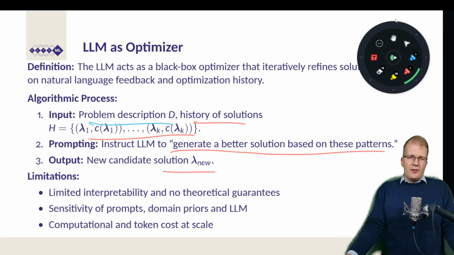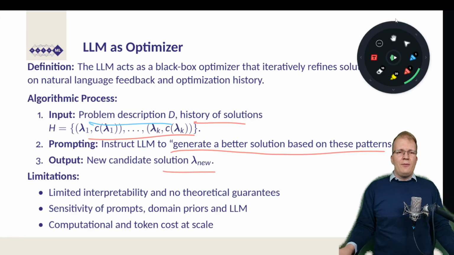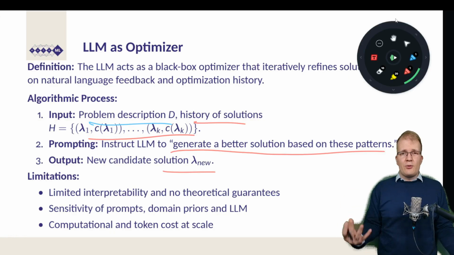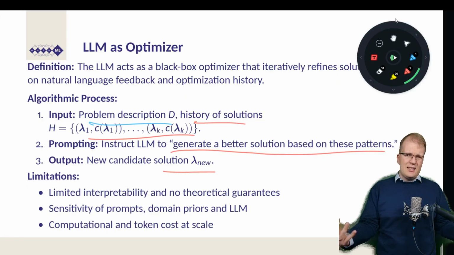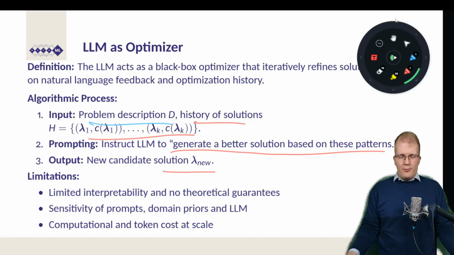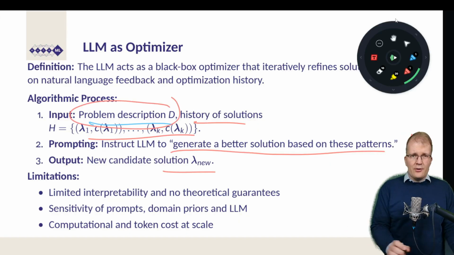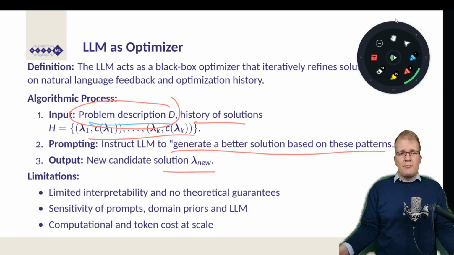The limitations of that approach should be obvious, namely, it's very hard to interpret what's going on and why a new solution was proposed, and along a similar line of argument, there's also no real theoretical guarantee behind that. Furthermore, these kinds of systems are often very sensitive, for example, to the prompt used. If I slightly change the wording of what needs to be done, we get different results. The domain prior, so everything encoded in the problem description, can make a big difference, and also the LLM itself.